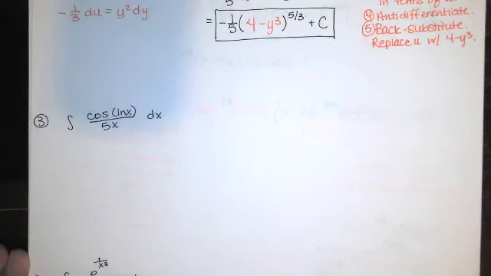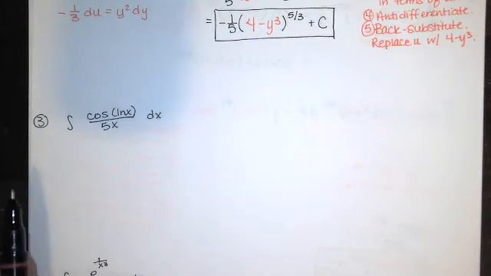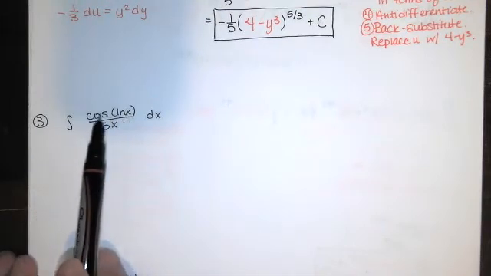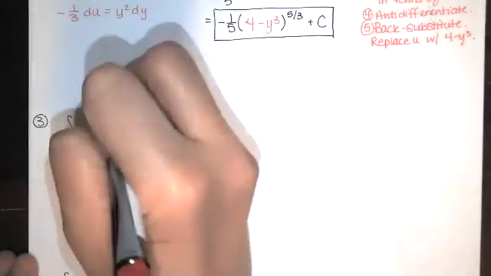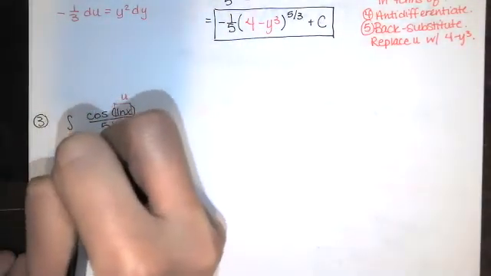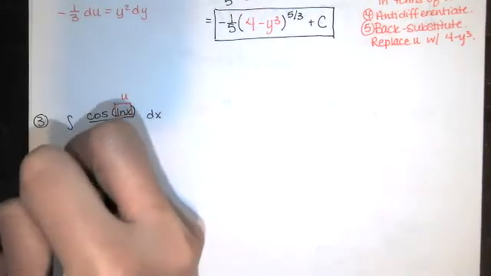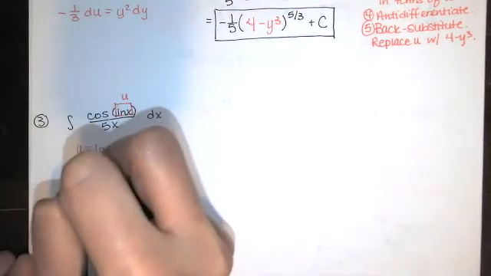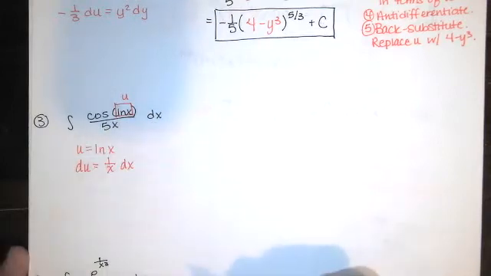We're going to use the most advanced tool we've got. We're going to assume it's a u sub. So we're looking for a function nested inside another function. I see that that logarithm is inside the cosine function. So that's probably my u. Then I'll compute du. Derivative of natural log of x is 1 over x dx.